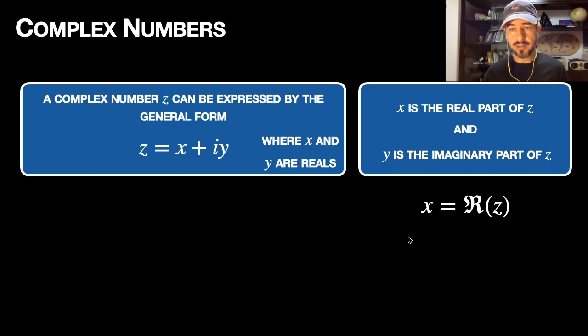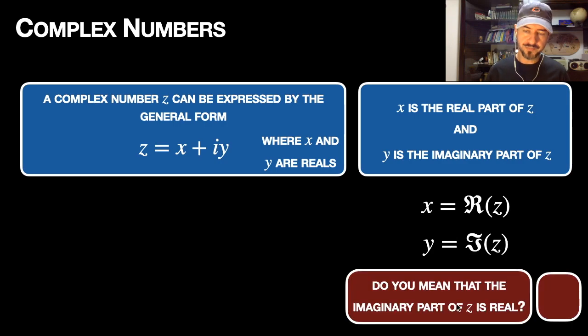Another terminology, so we can say that x is the real part of z and y is the imaginary part of z. So, do you mean that the imaginary part of z is real? I mean, the imaginary part of z is not imaginary? Yes, exactly. The imaginary part of z is y, which is real.